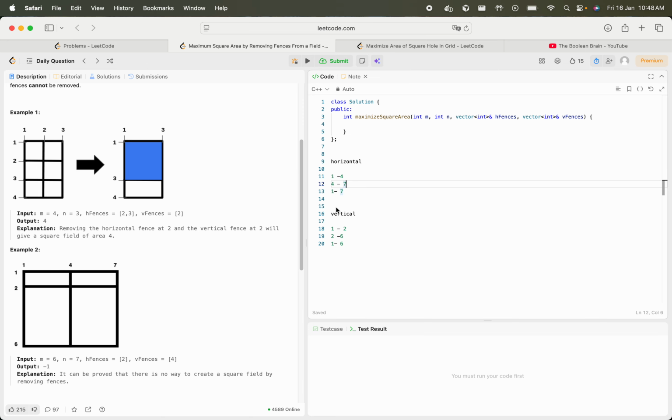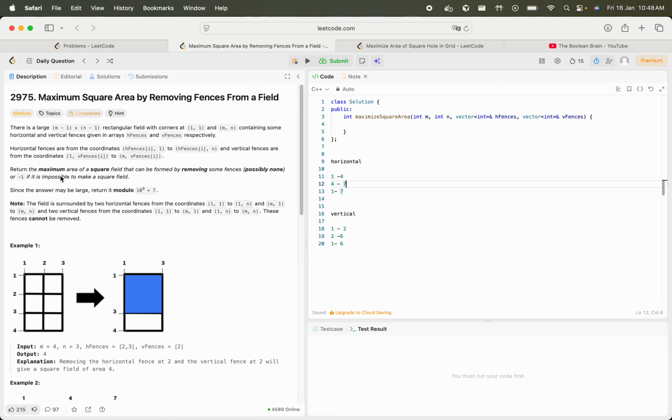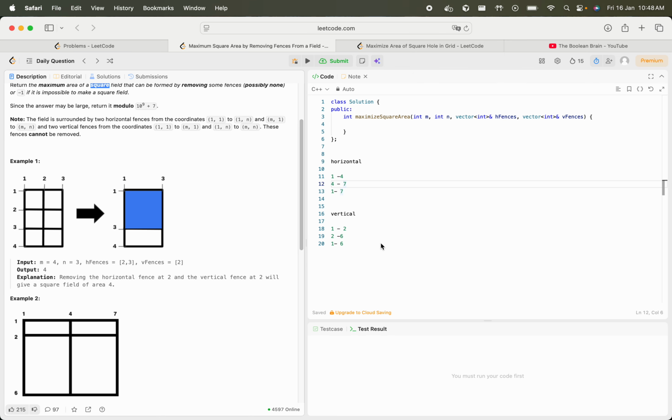So now once I have all this data with me, can I simply find out if there is any overlapping? Because I want to find the square only. And in order to find the square, I need to have the same sides in horizontal as well as vertical. If there is some length which is overlapping, that is my answer, isn't it?